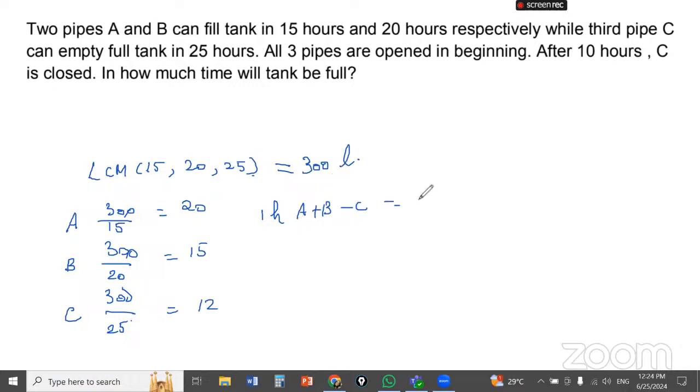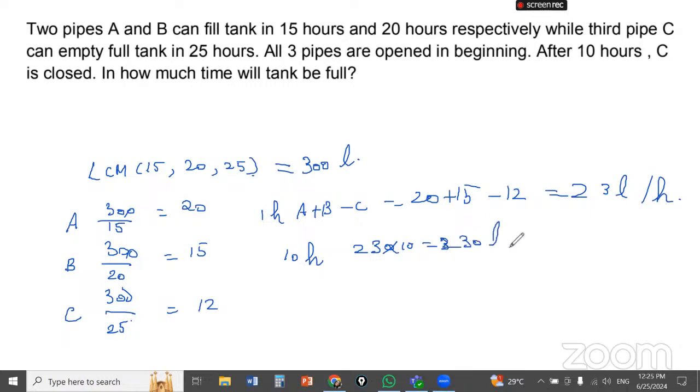So this one is 20 plus 15, then minus 12. That's equal to 23 liters per hour. All the three together will fill 23 liters in 1 hour. And for 10 hours all the three are open. So 1 hour is 23 liters, which means in 10 hours it will be 23 into 10, that is 230 liters.